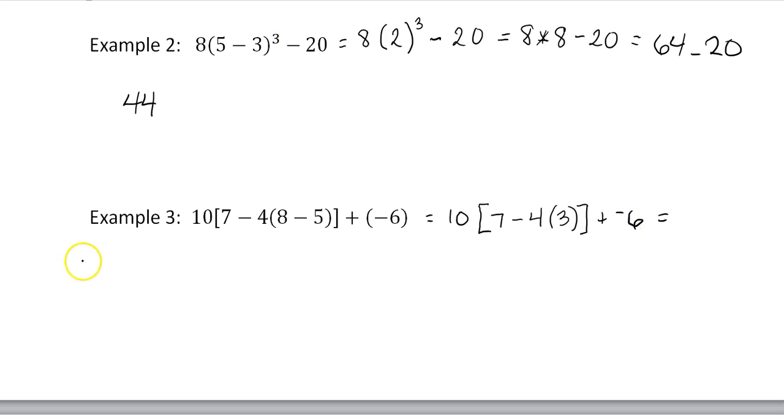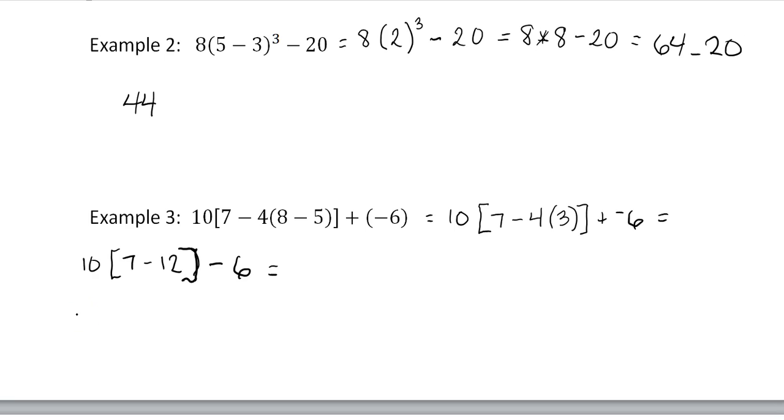So here I'm going to go 10, and my square bracket is going to be a 7, and then minus 12 because I've got my 4 times the 3 there. That's the only multiplication I have going on there. Whoops, I want a square bracket. And then I'm going to go with a minus 6 just because, I mean, writing the double signs is kind of silly.